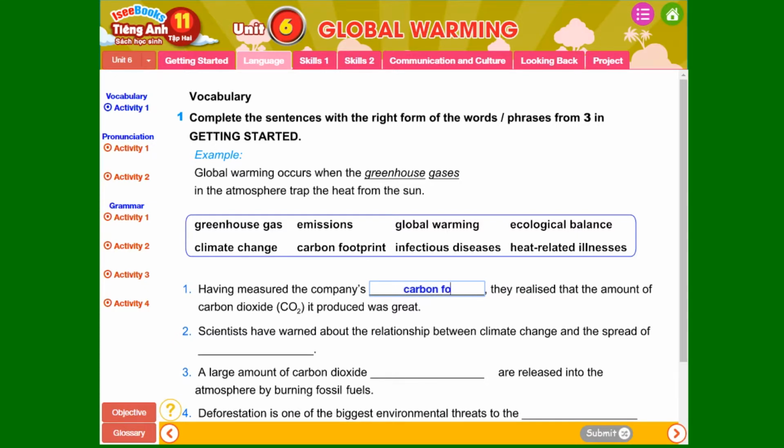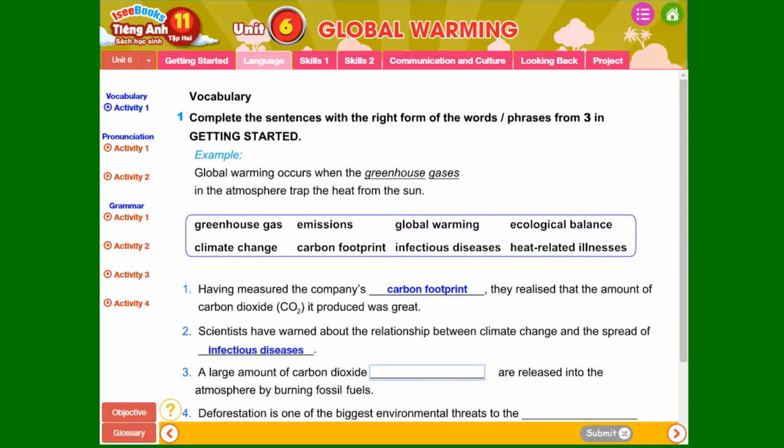Carbon footprint. Talk about number 2. Scientists have warned about the relationship between climate change and the spread of. So number 2 is infectious diseases. Infectious diseases.